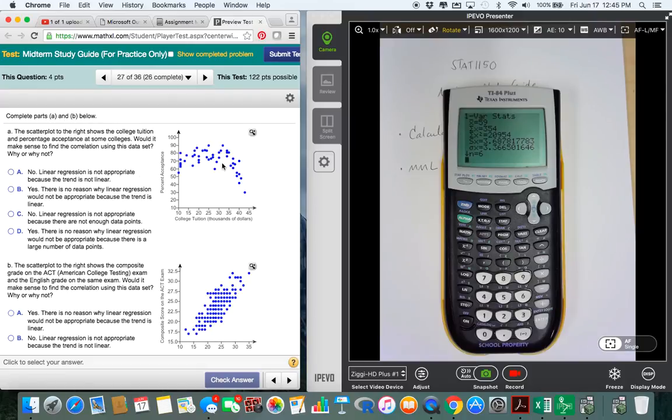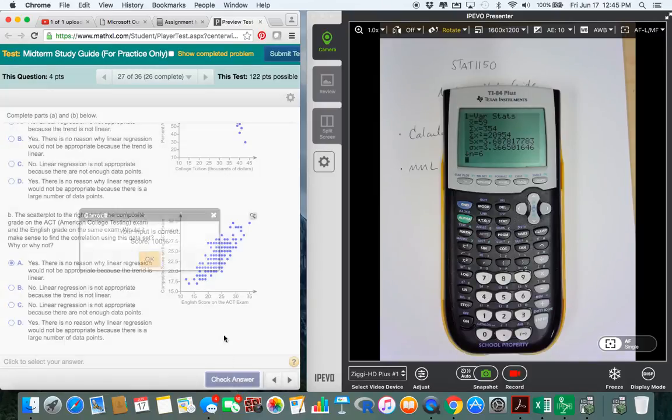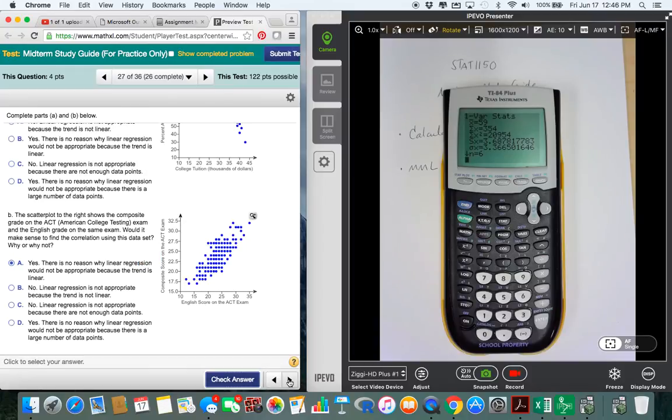All right, guys, we've got a curve there. So linear regression is not appropriate. Here we have a linear trend, so it is appropriate. A large number of data points has nothing to do with it, at least at this stage. It plays a role in some of the stuff that we do, like dealing with power and things like that, but not really appropriate for this class.